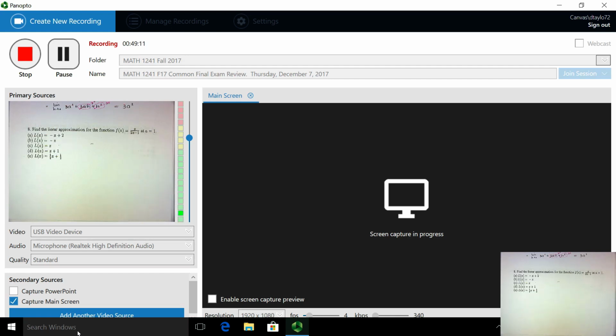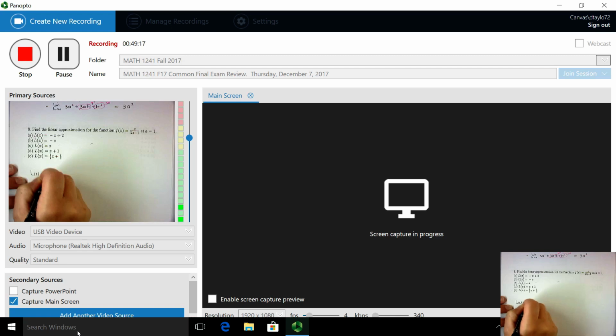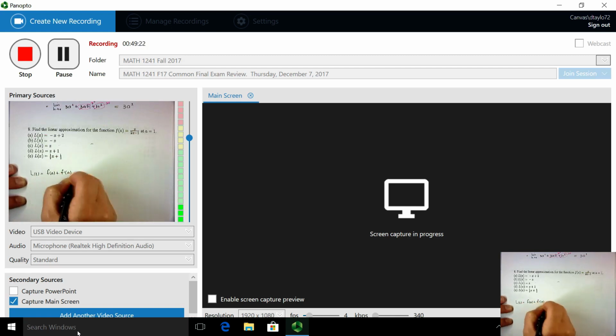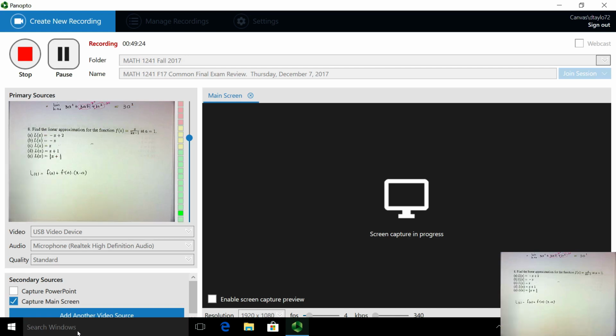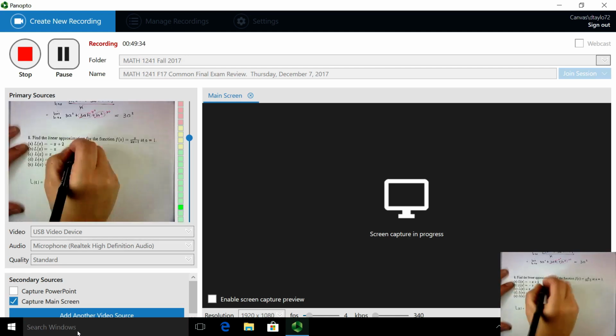All right, so linear approximation, I will remind you guys, we have a formula, and that formula is L of x is equal to f of a plus f prime of a times x minus a. That is our formula. So we need to know, we already know a, that's given in the problem, but I need to find f of a and f prime of a. All right, so here we go.